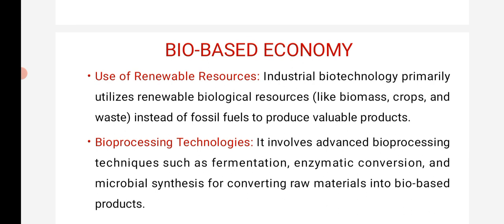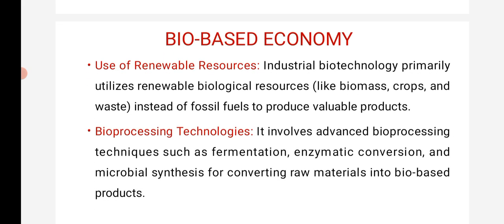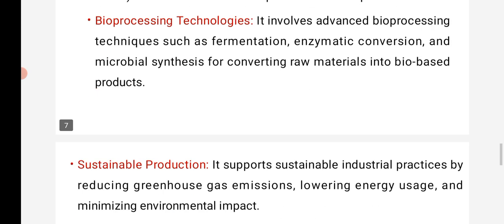Industrial biotechnology primarily utilizes renewable biological resources like biomass, crops, and waste instead of fossil fuels to produce valuable products. The next one is bioprocessing technologies. It involves advanced bioprocessing techniques such as fermentation, enzymatic conversion, and microbial synthesis for converting raw materials into bio-based products. So the first is the use of renewable sources, and the second is bioprocessing technologies.